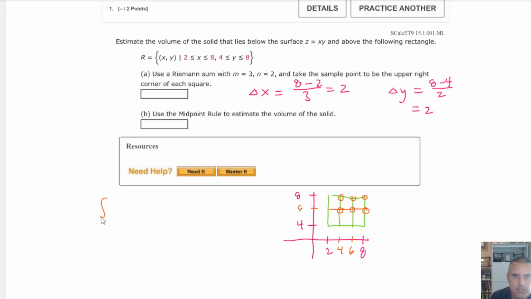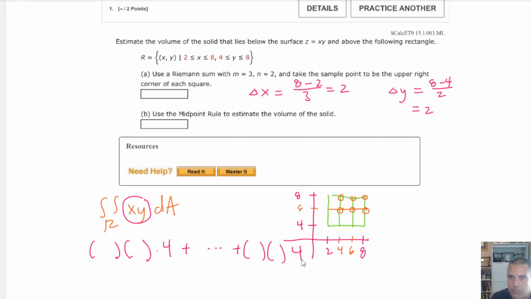You're trying to estimate the double integral of xy dA, and you're going to one by one plug in those points to this thing and multiply times the area of the base. So you're going to have x times y times the area of the base, which is 2 times 2, which is 4. And you're going to do it again for all 6 of them. So your job is to do that calculation for each one of these points. The first one would be 4 and 6.